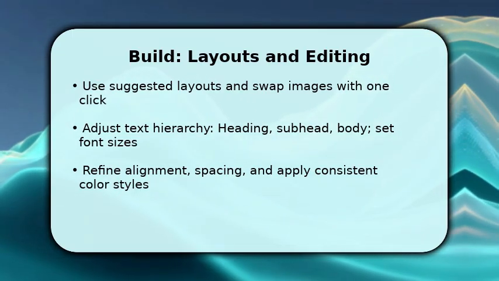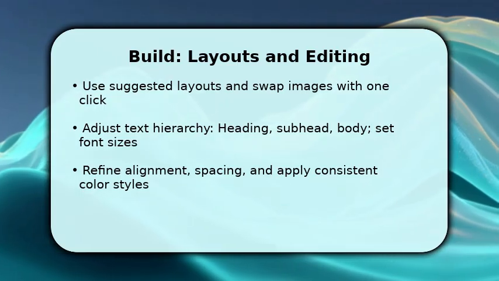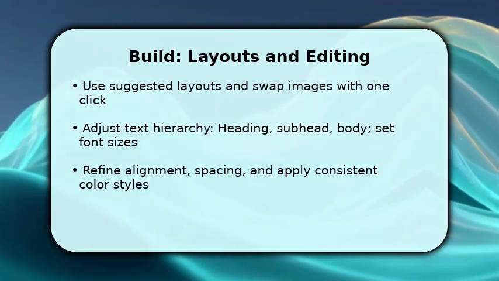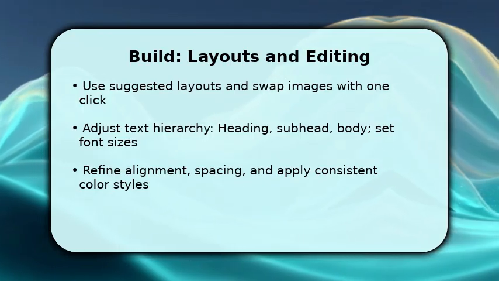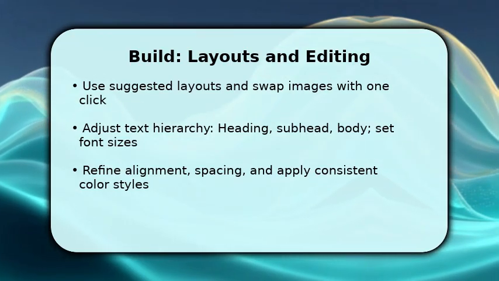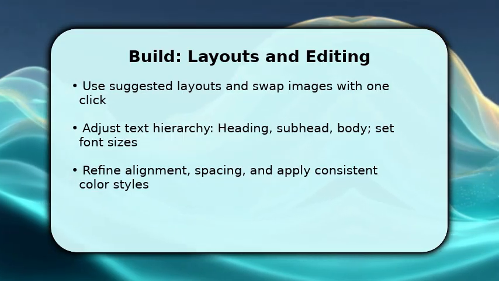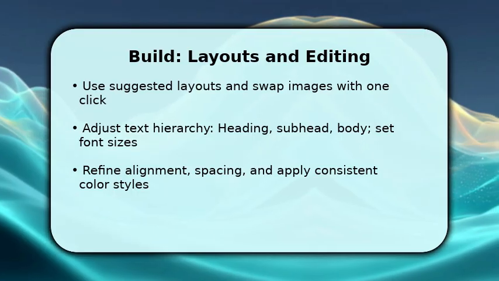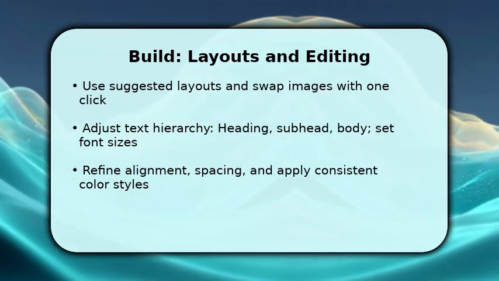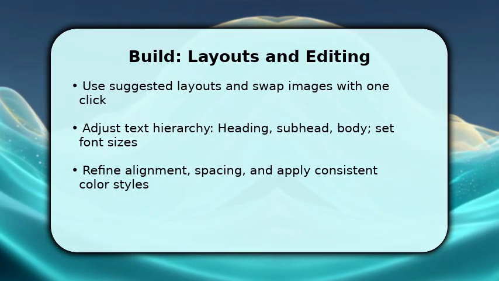Then set text hierarchy so viewers scan correctly. Heading, subhead, and body, adjusting sizes and weights for contrast. Once those elements are placed, refine spacing and alignment using the grid and snap guides. Apply your saved color styles to buttons and accents. Finally, group related elements to keep the layout stable as you iterate.